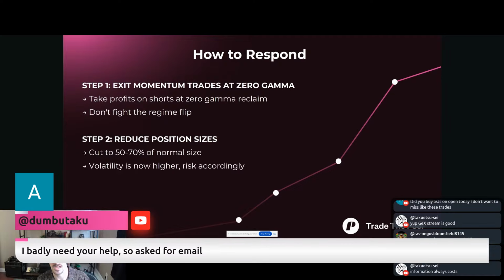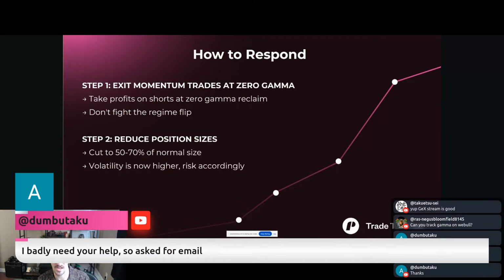Gexstream.com. That might be free for just another week or two, might be another month or two, but it is free for now. So that's a nice, pretty interface one. Like I said, I also offer a dashboard through my Discord as well.